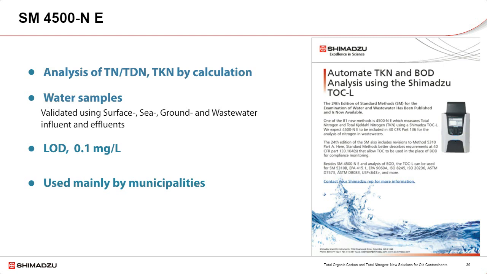Next, we have the standard methods 4500-NE. This is also a method for measuring TN, or total dissolved nitrogen, and also TKN by calculation, similar to the ASTM D8083 method. So this method, like I just mentioned, is very similar to the ASTM method. However, it is mainly used by municipalities.